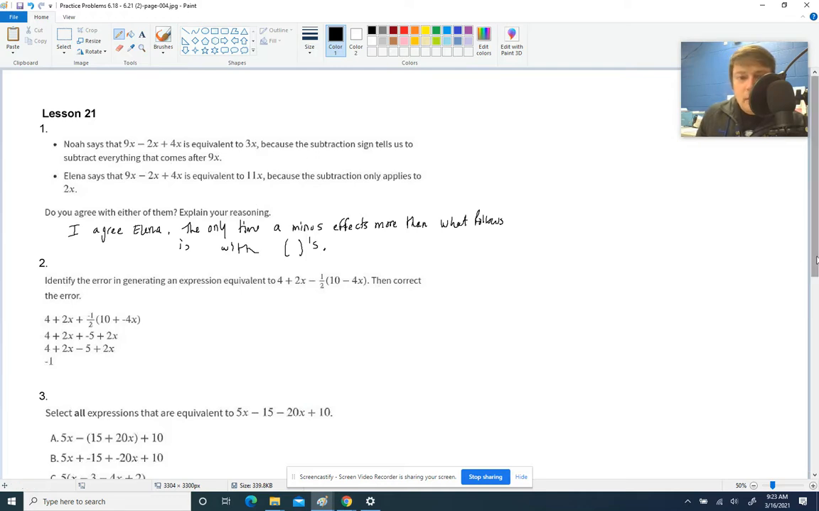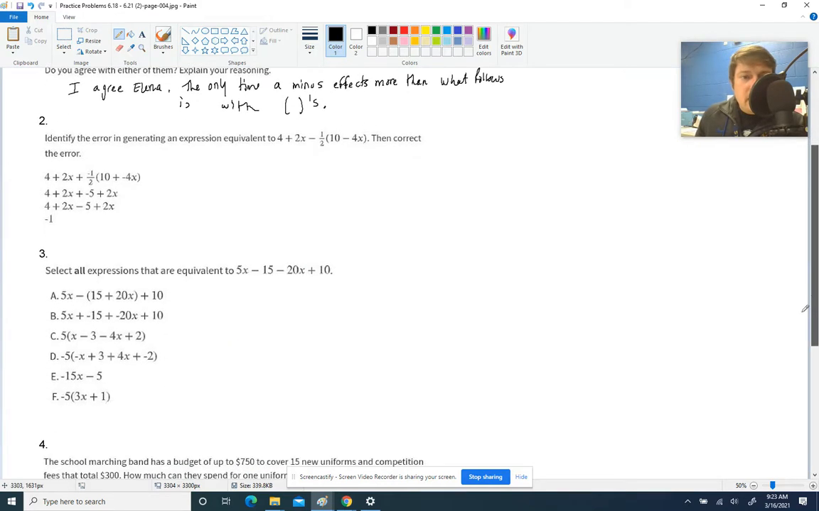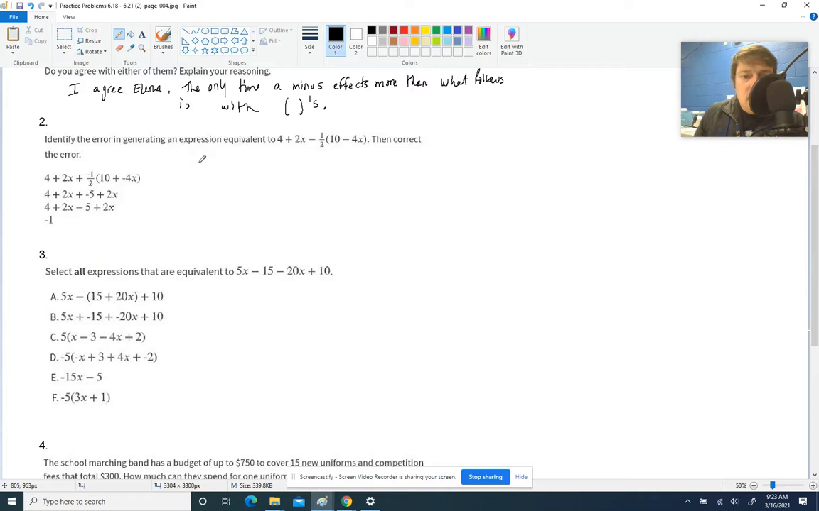Number 2. Identify the error that was made in generating the expression that was supposed to be equal to this original one here that we're seeing. And then we're going to correct the error. So it looks like the first thing they did is they went through and they made all of their minuses plus negatives. I'm okay with that. That's fine by me. First step, everything looks peachy.